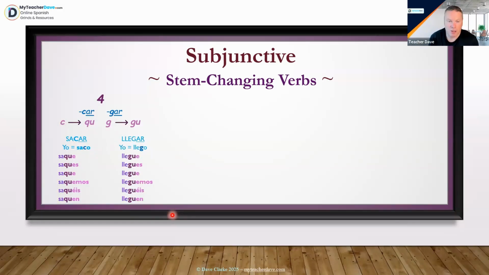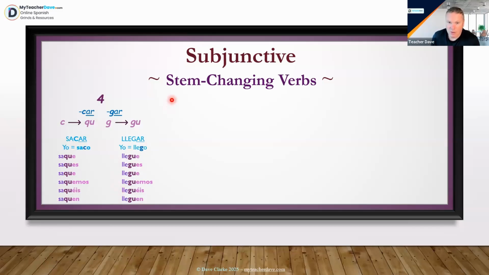If we look at this super common verb, llegar, the verb to arrive, in the normal present tense, we have llego. We pop off the O here. We know then the stem ends in G now. Well, we have to change that G to GU. Now, some people say, well, just pop in a U. That's fair enough. And that will give us then llegue, llegues, llegue, lleguemos, lleguéis, and lleguen.